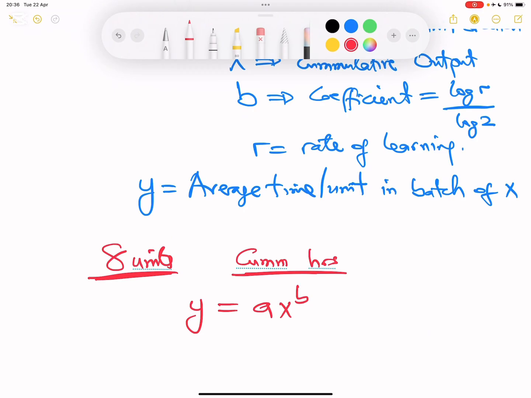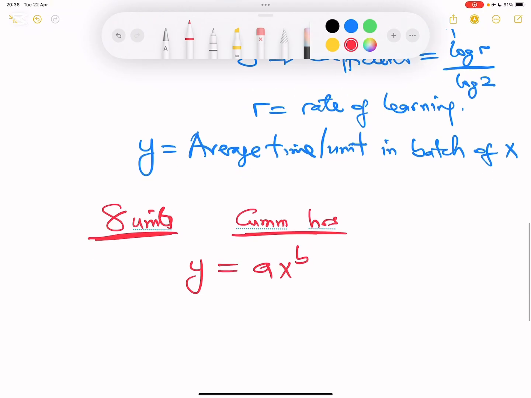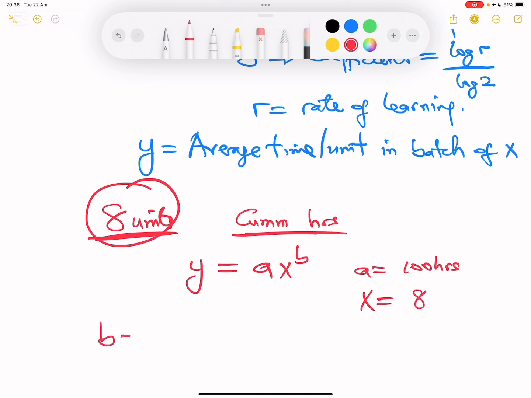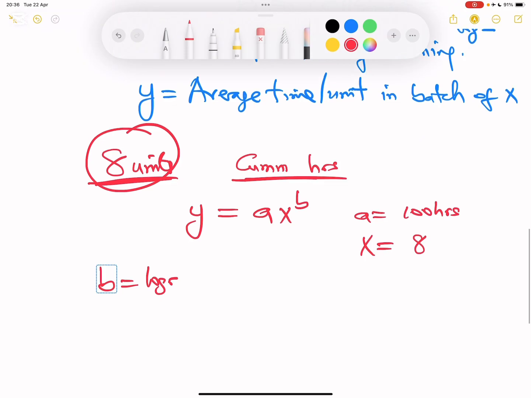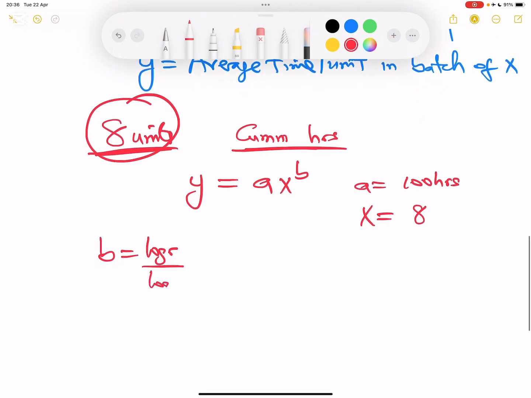And if that is the formula, it means that we need to know what b is. We know a, because a will be 100 hours in that example, remember? X is the cumulative production we're talking about, which is the 8 units here. So our x will equal 8, but we don't know b. So b, we said, is log R divided by log 2, always constant.